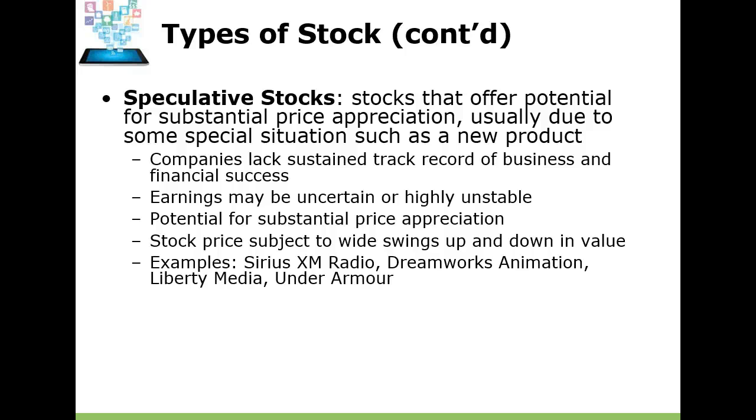For example, a biotechnology company that has a new drug about to be approved is going to have a huge price change. Or a company in an up-and-growing industry, like satellite radio, or Under Armour for sports apparel and athletic shoes. They have a lot of risks, but also a lot of potential. That's why they're in the speculative category.